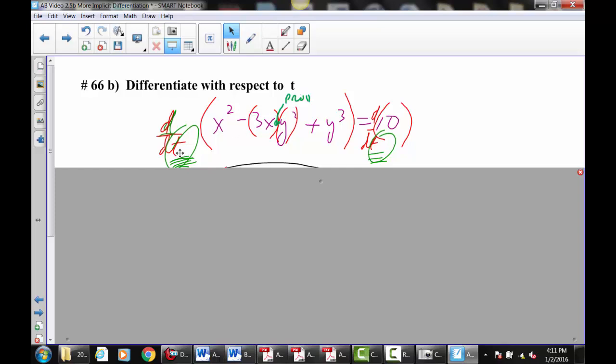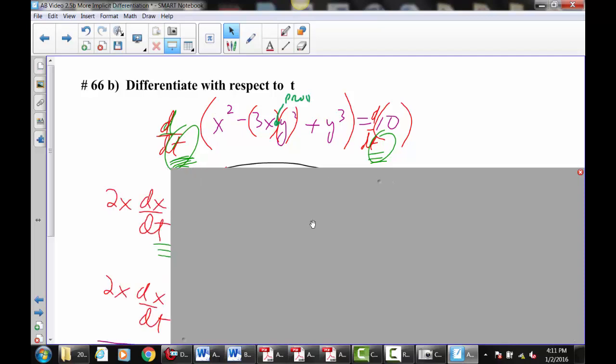So we're going to take d/dt of each side. Now in t land, x is ugly and y is ugly. Everybody in this party right here is ugly. So when we take the derivative with respect to t, we're going to get 2x times dx/dt minus, then we have a product rule, so we'll need a parentheses because it's a sum.